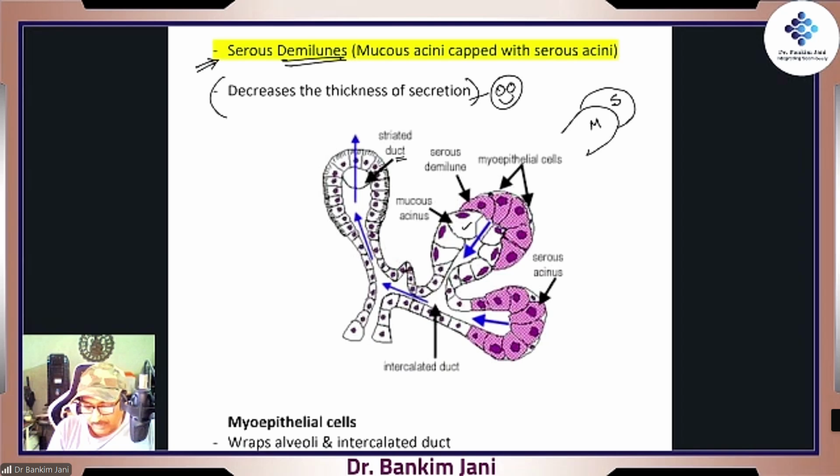If it is only of serous type, a serous acinus, you see the nuclei pushed at the base, and the lumen is so wide, right? In case of mucus, it was a small lumen. So that's what is called the serous demi-lunes. That means these are the mucous acini, and on top of the mucous acini there is a cap of serous, and this whole thing is called the serous demi-lunes.